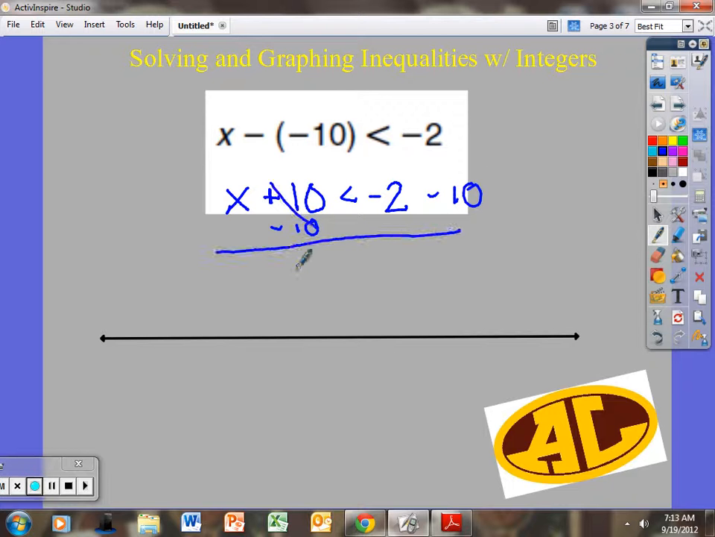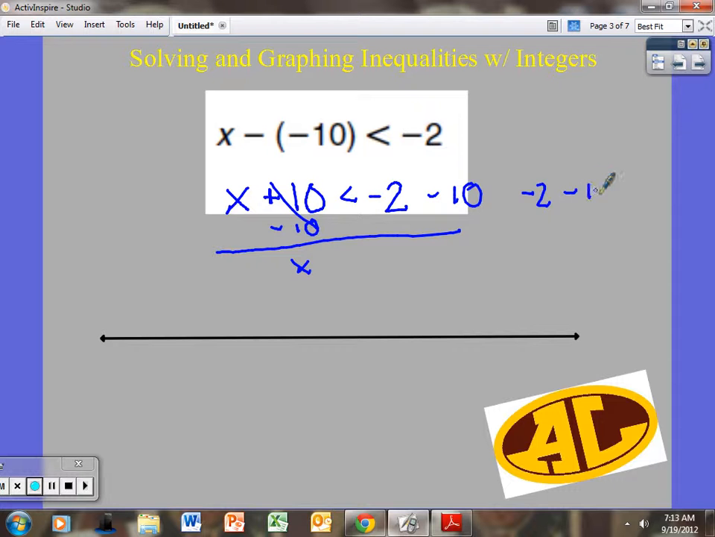This cancels out, so I'm left with x. Now this side here says -2 minus 10. When I am subtracting integers, I add the opposite of that second integer. Well, the opposite of 10 is -10. So I have -2 plus the opposite of 10, which is -10. Okay, signs are the same, a negative and a negative. I know my answer will be negative, so that's 2 plus 10.